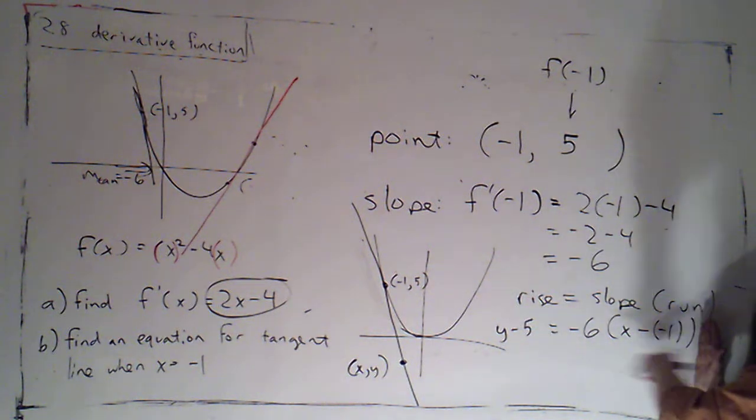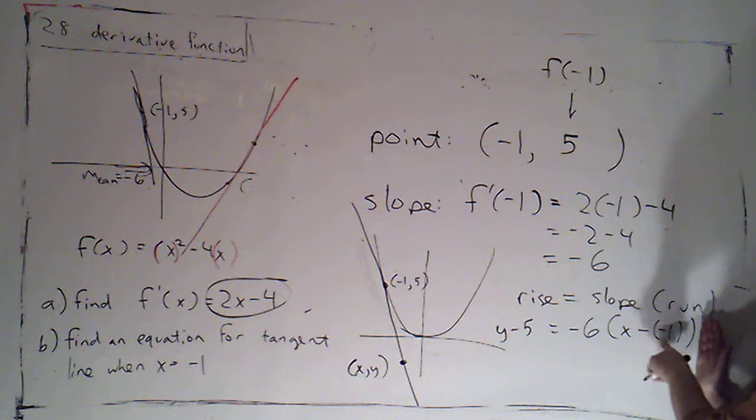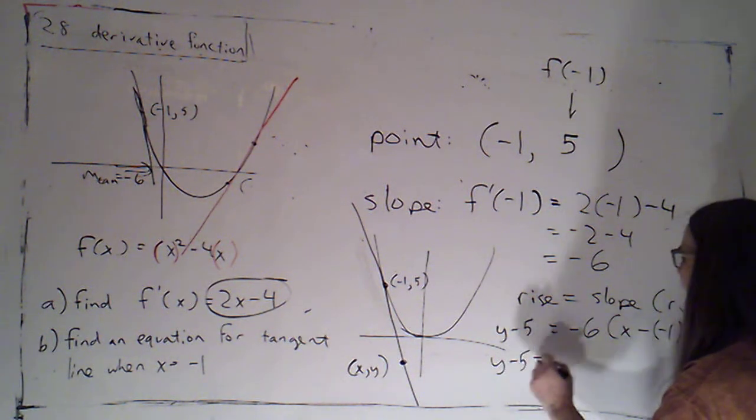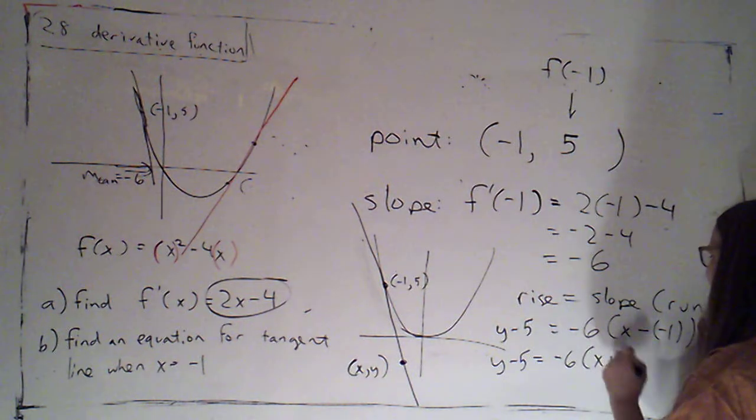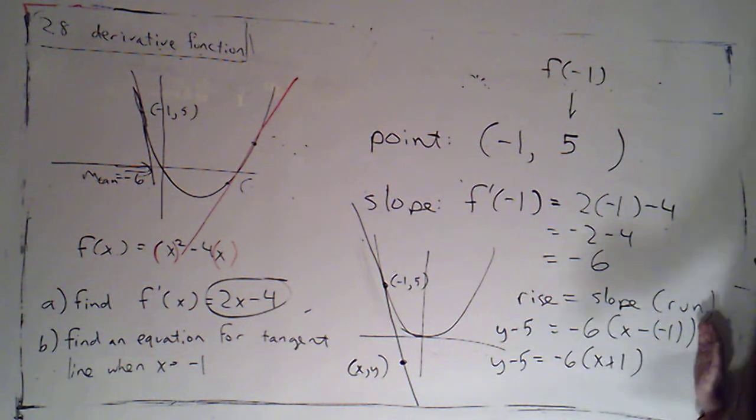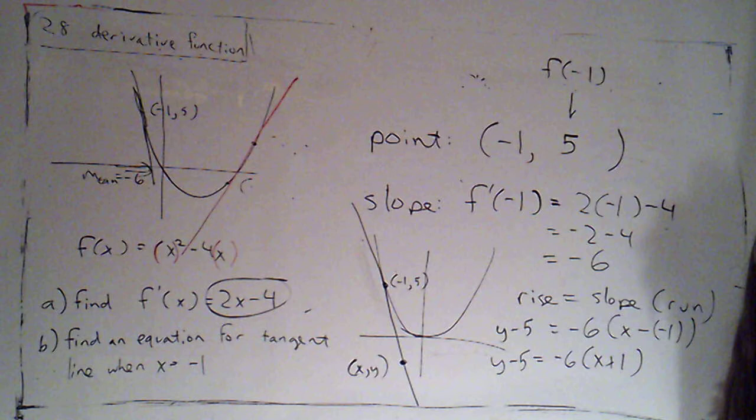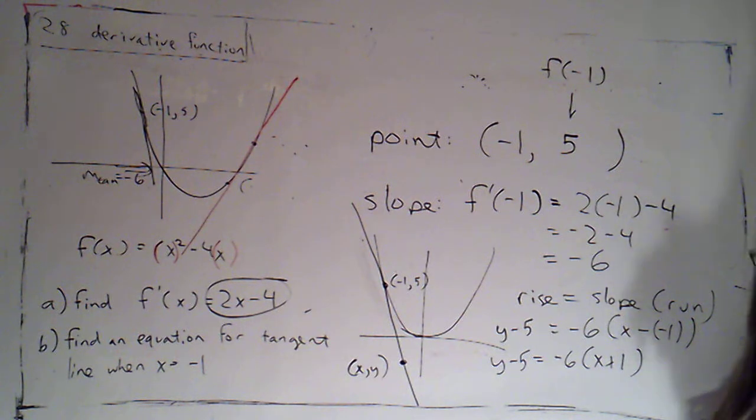I'm fine with you leaving things in point slope form. I would ask you to simplify so that rather than writing that I'm subtracting a negative, I would simplify that to be just x plus 1. If you wanted to work this out further and solve all the way for y, that's totally fine, but not necessary. Okay.